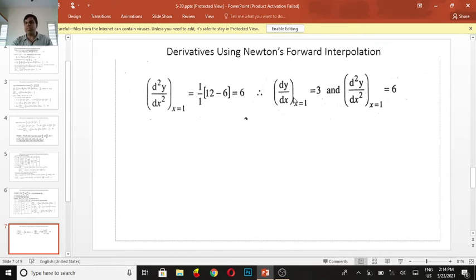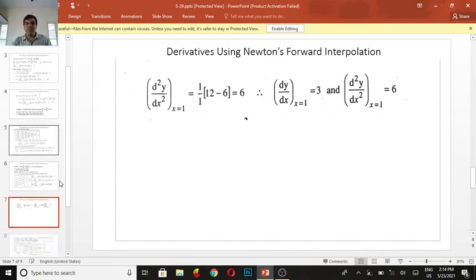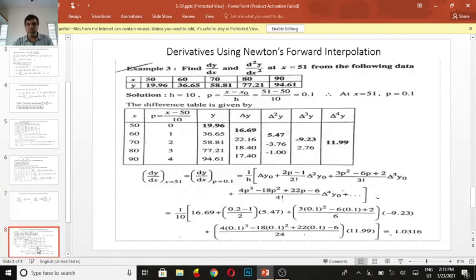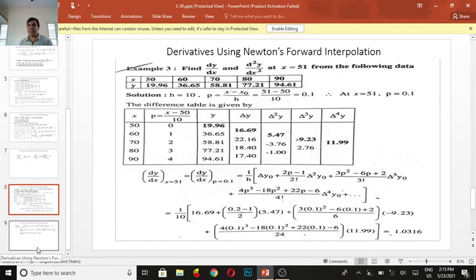So dy by dx at x equal to 1 is 3 and d square y by dx square at x equal to 1 is 6. So this is the way you are finding derivatives for given tabulated values.